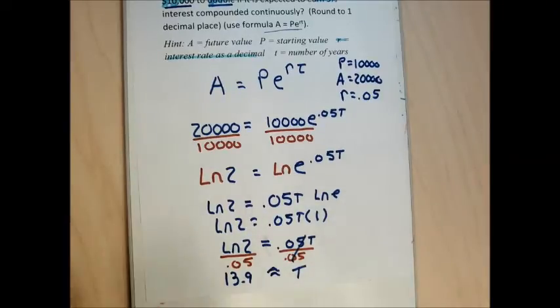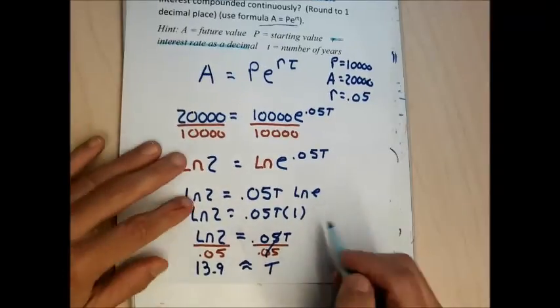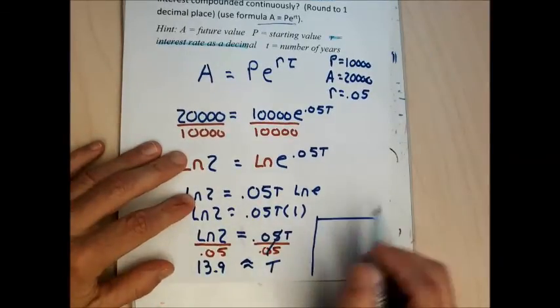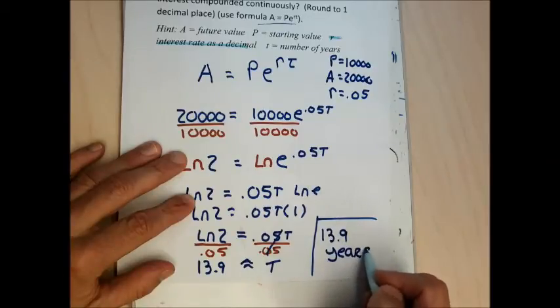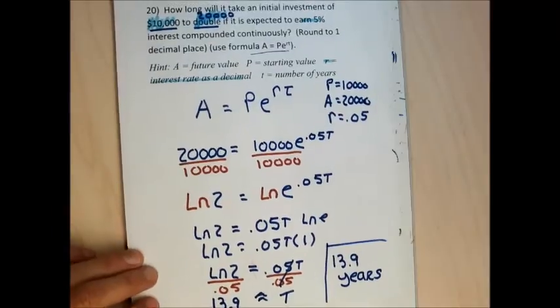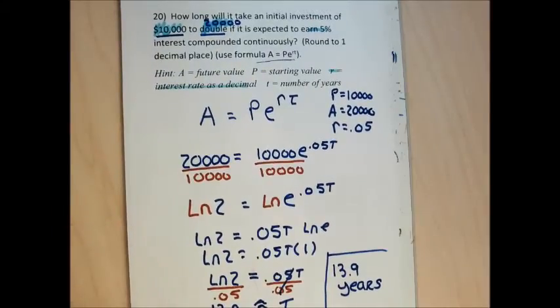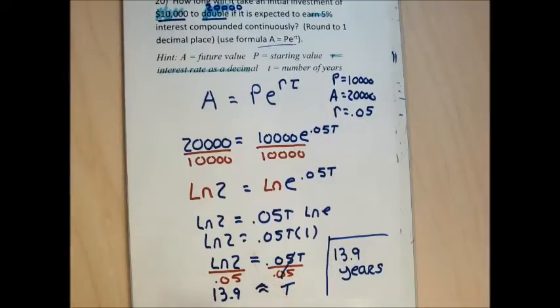That's my answer. And I'm going to just put the word years next to the answer. And for my answer for this, I'm just going to say it's going to be 13.9 years for the investment to double in value. Just one more problem left, and I think it's kind of the hardest problem that we have for the rest of the semester.